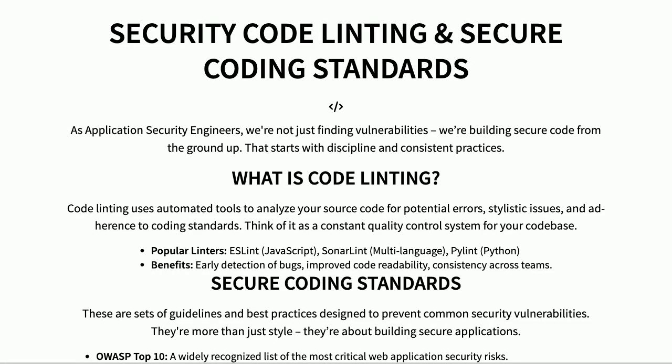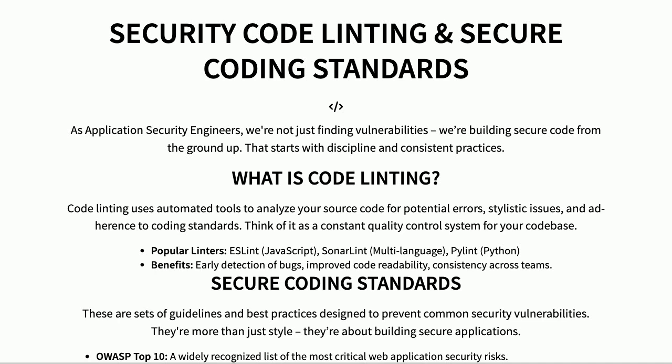Okay, let's talk about making your code secure from the start, specifically how we use code linting and secure coding standards. Code linting is like having a really detailed proofreader for your code, automatically checking it for common mistakes and ensuring it follows consistent style guidelines. Tools like ESLint and SonarLint are super helpful here.